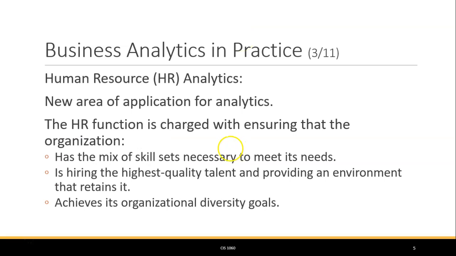Human resources is another area. The biggest thing about human resources is they want to look at skill sets of potential employees. They're looking at the quality of the talent, and they also look at the organizational diversity goals. And they use data from job applicants to align the potential employees with the goals of the organization.